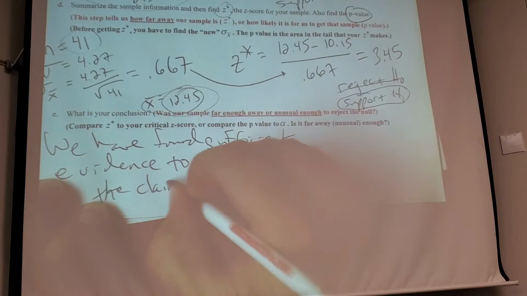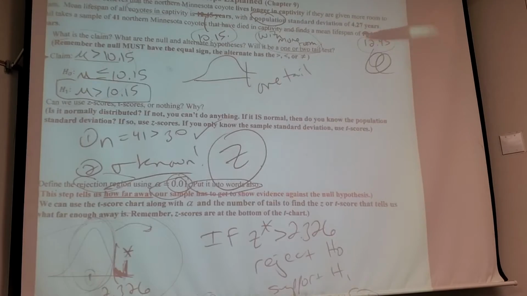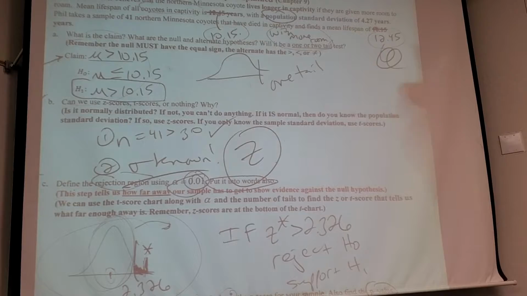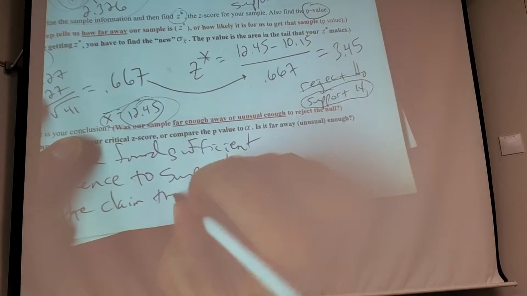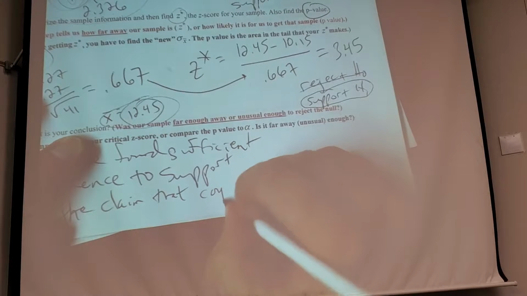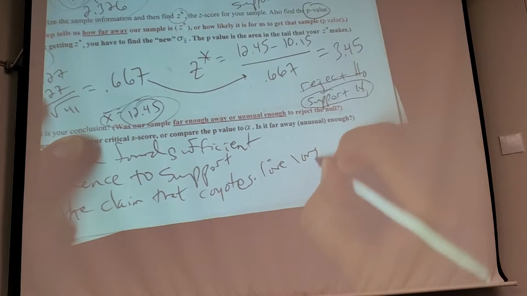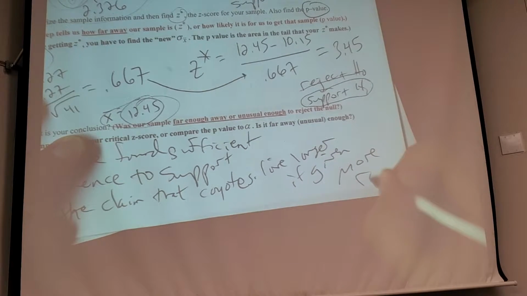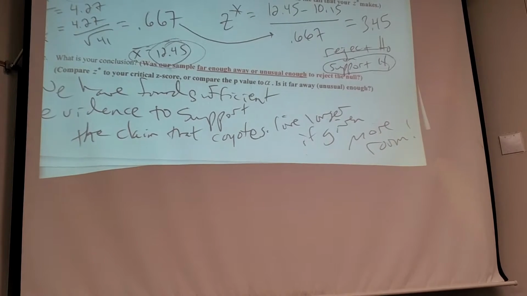And then you can do what you always wish you could do in English. You can just plagiarize. You can just go right back up. What was the claim? Coyotes live longer if they're given more room to roam, right? Support the claim that coyotes live longer if given more room. Jeff writes worse if given more room.